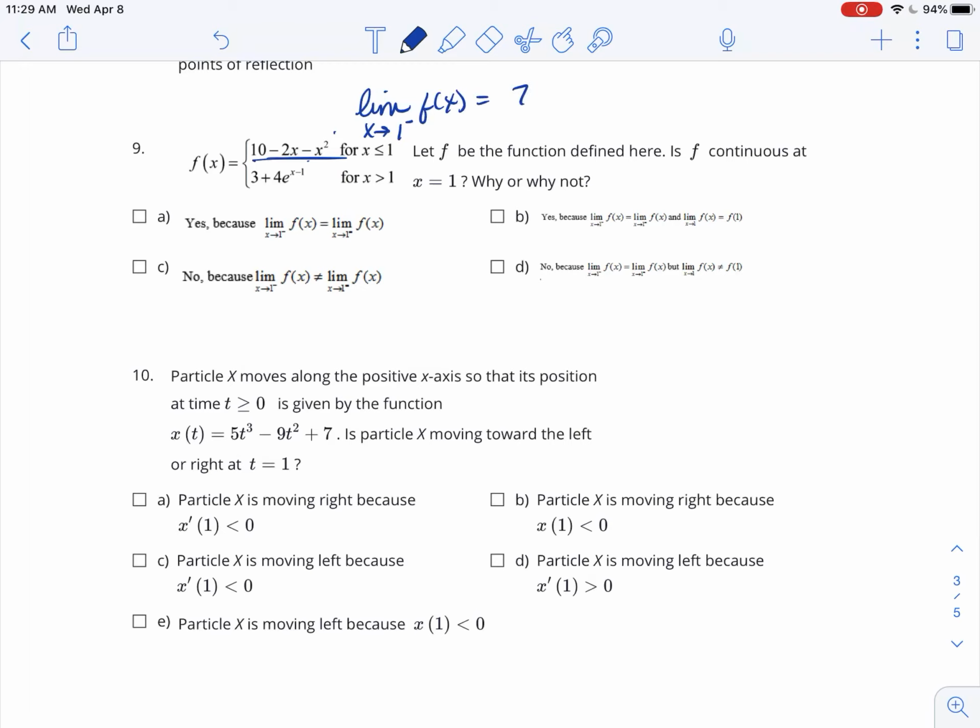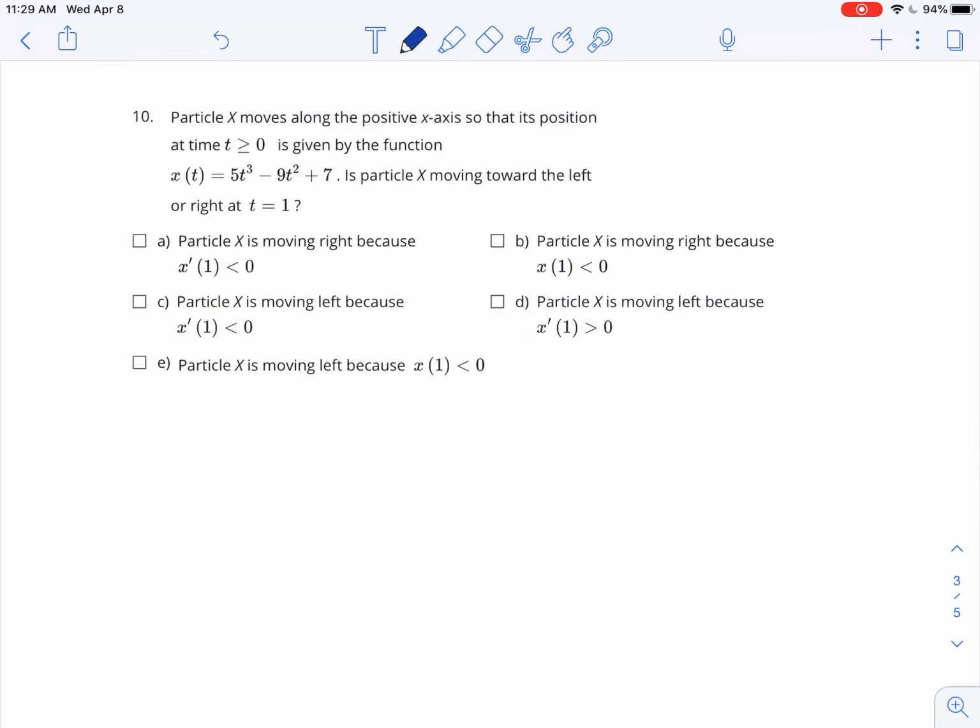So the limit as x approaches 1 from the left of f of x is equal to 7, and the limit as x approaches 1 from the right of f of x is going to be 1, e to the 0 is 1, so that's also 7. And what is the function at 1? All right, so I'm going to plug it into just the top function, and that equals 7. So yes, it is continuous, because the left side limit is equal to the right side limit, and the function is equal to that value.